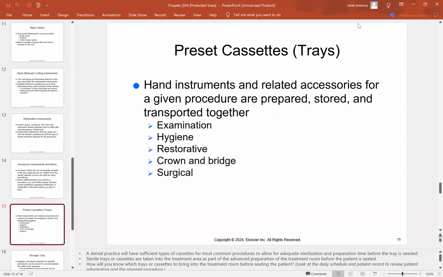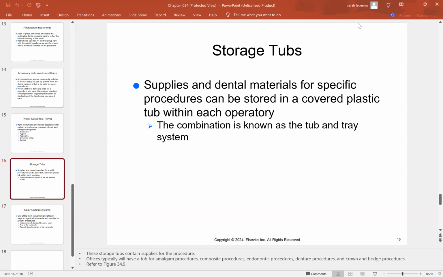Preset cassettes or trays, hand-given instruments, and related accessories for a given procedure are prepared, stored, and transported together, including examination, hygiene, restorative, crown and bridge, and surgical. Storage tubs: supplies and dental material for specific procedures can be stored in a covered plastic tub within each operatory. The combination is known as the tub and tray system.